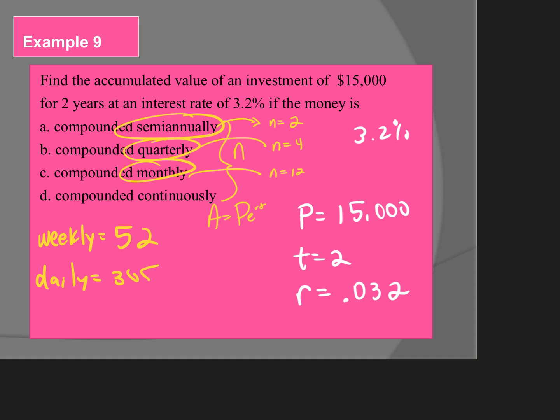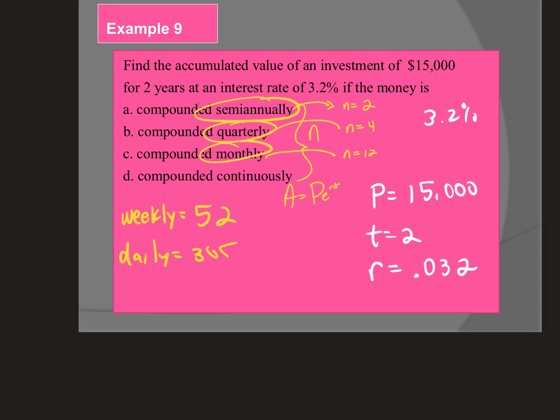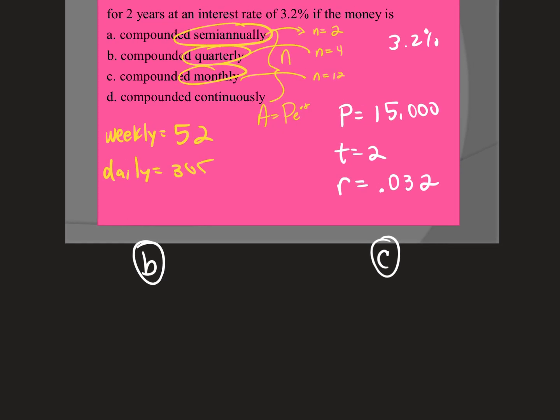0.032. You have to change it to a decimal. And then N. This is the value that's going to change. We're going to do B and C. We're going to do these two. And then I want to open up WebAssign just to have you guys look at it.